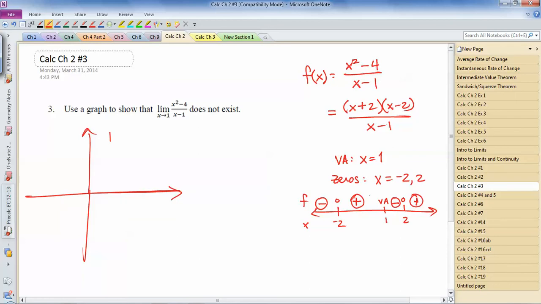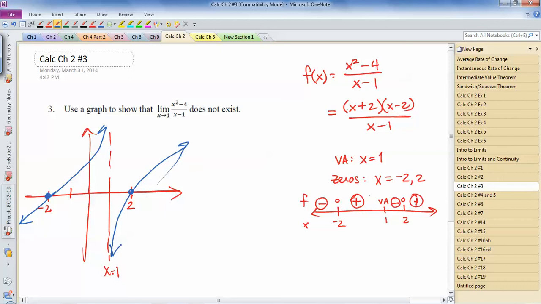So vertical asymptote at 1. Zero at 2. And another 0 at negative 2. And it starts out negative and goes positive, so it's going to do something like this. And then from here it's negative and goes positive, so like that.